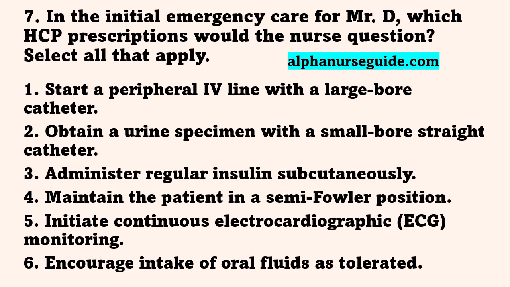Question 7. In the initial emergency care for Mr. D, which HCP prescriptions would the nurse question? Select all that apply. 1. Start a peripheral IV line with a large bore catheter. 2. Obtain a urine specimen with a small bore straight catheter. 3. Administer regular insulin subcutaneously. 4. Maintain the patient in a semi-Fowler position. 5. Initiate continuous electrocardiographic monitoring. 6. Encourage intake of oral fluids as tolerated.